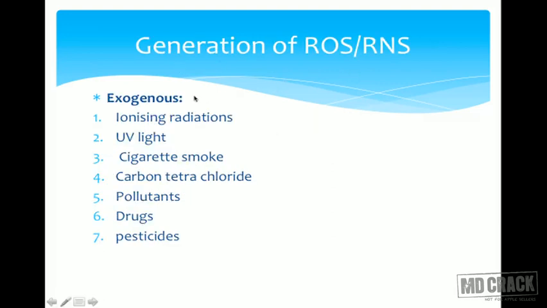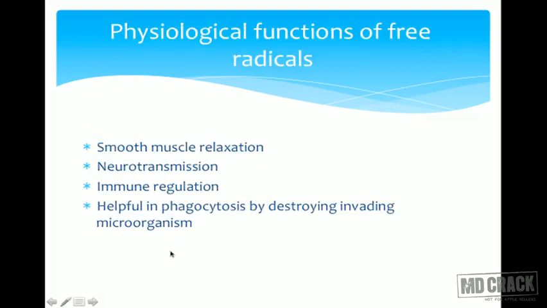Now let us go on to other causes. We now saw the 3 important endogenous causes for the formation of reactive oxygen species. What are the exogenous causes? Are there any other reasons by which reactive oxygen species are formed? The exogenous causes include ionizing radiations, UV light, cigarette smoke, carbon tetrachloride, pollutants, drugs, pesticides. All these can result in the release of reactive oxygen species.